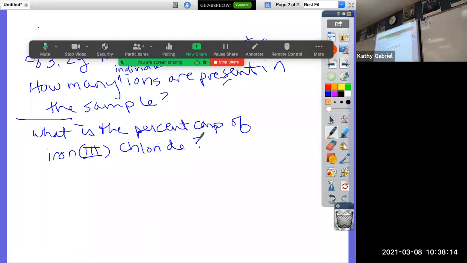Okay, a new question for you. What is the percent comp of iron 3 chloride? And then I'm going to add another part to that question after we're done with that.